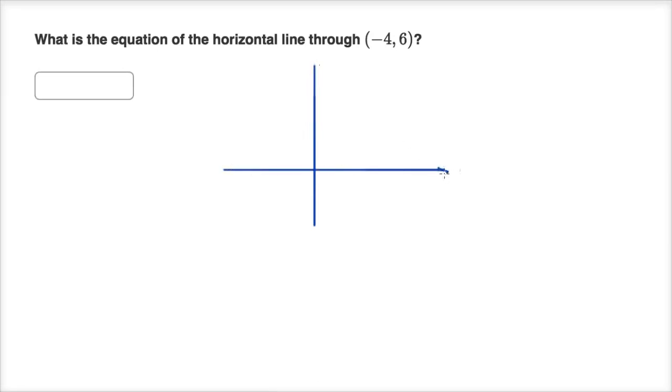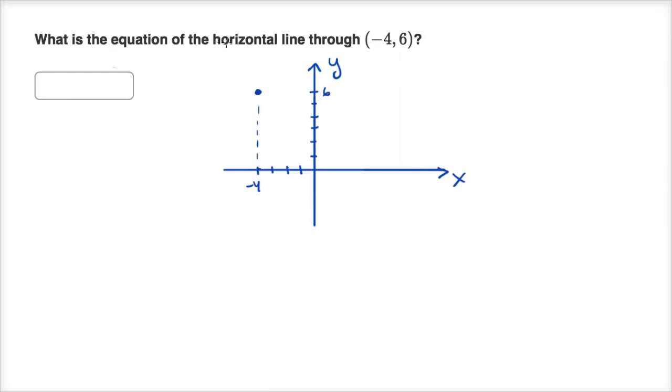So if this is my x-axis, that is my y-axis. And let's see, I'm going to go -4 in the x direction. So 1, 2, 3, 4. -4, and then 1, 2, 3, 4, 5, 6 in the y direction. So the point that we care about is going to be right over there, -4, 6.